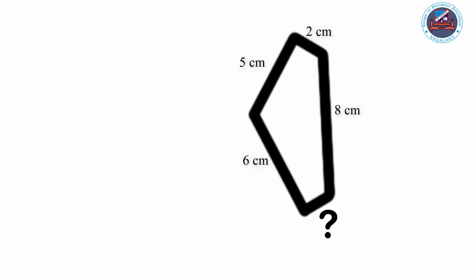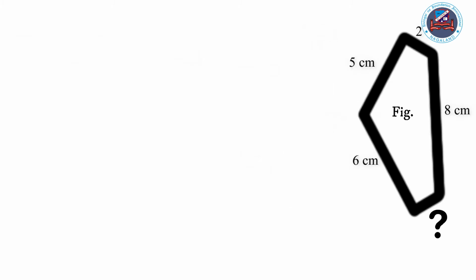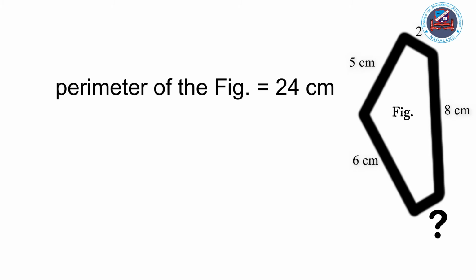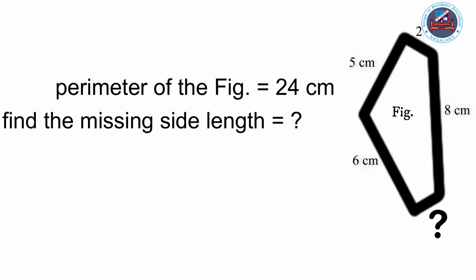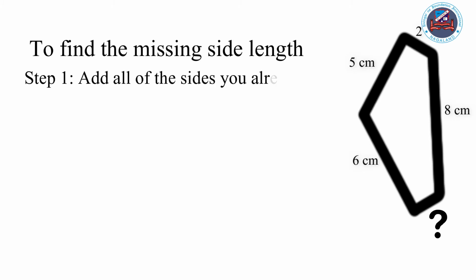Now next we will learn how to find the missing side length when the perimeter is given. Here in these questions, the perimeter of the figure is given as 24 centimeters. We have to find the missing side length. So how do we find the length for the missing side? To find the missing side length, step 1, add all of the sides you already know. That is 6 plus 5 plus 2 plus 8, which is equal to 21 centimeters.